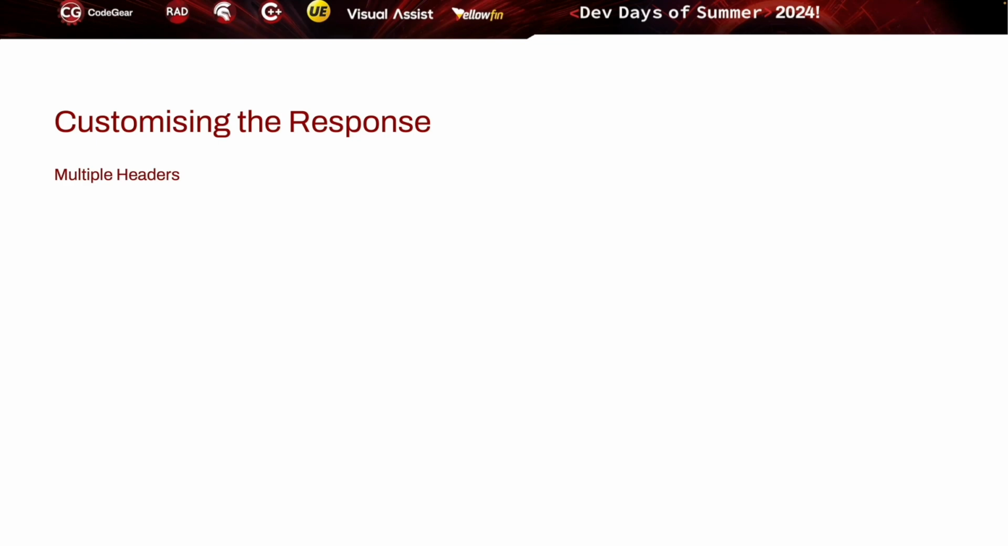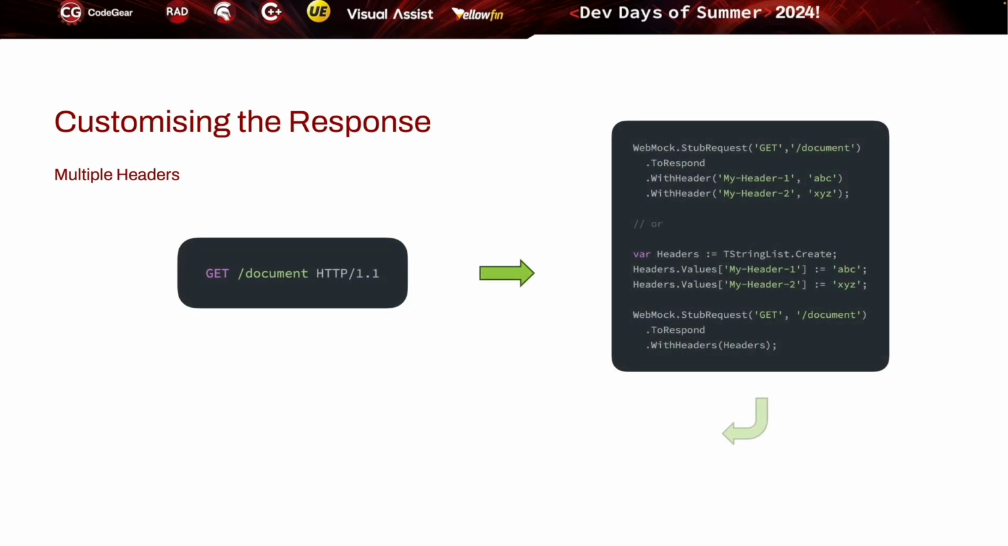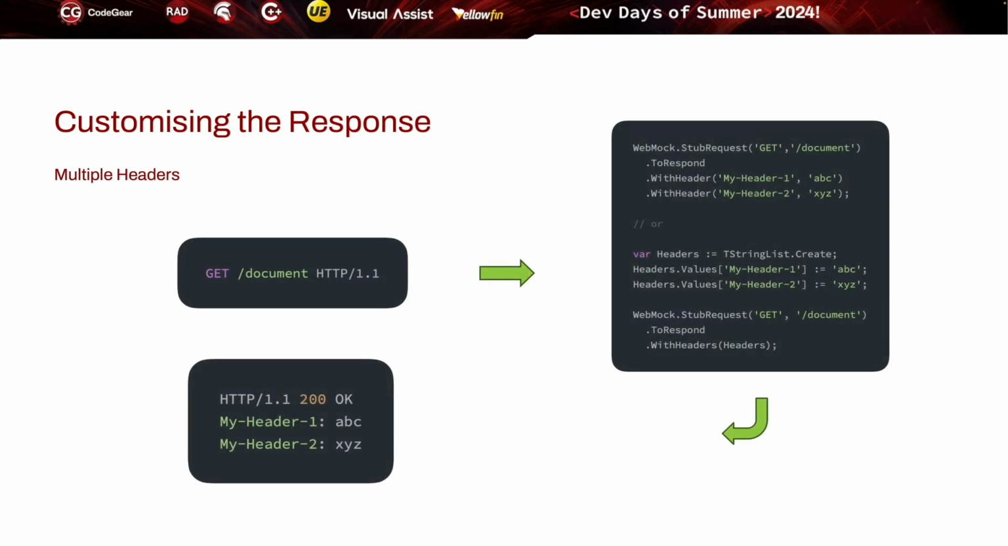Then you often need to customize multiple headers, and I should point out again that it's a fluent interface, as I said before, where you can chain these things. So the first way to add multiple headers at the top there is to respond with header my header 1 of ABC, with header my header 2 of XYZ, and that is, in my opinion, the nicest way to add multiple headers in to your response, because it's the most descriptive way.